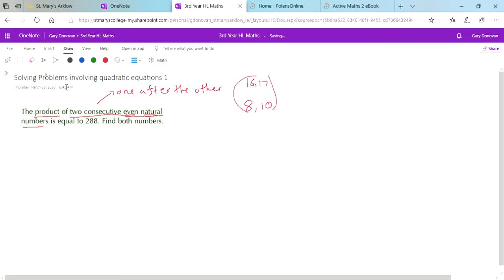They're natural, which means they're counting numbers. They're non-negative and they're not zero. Equals 288. Find both numbers.